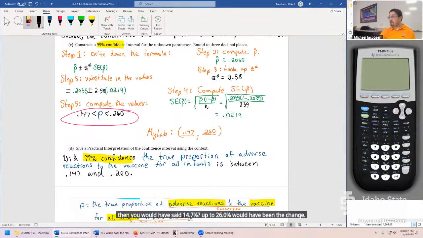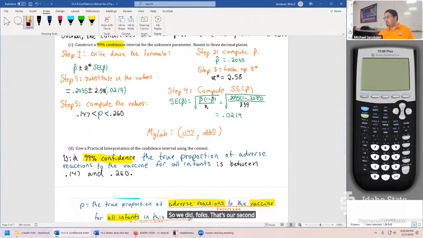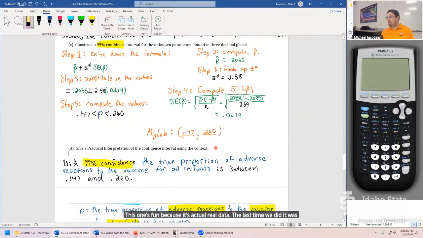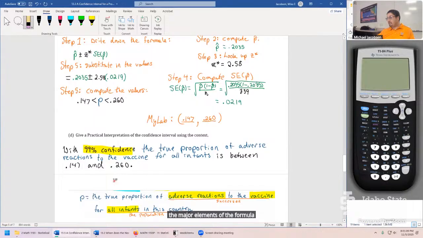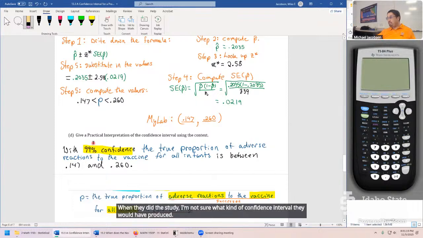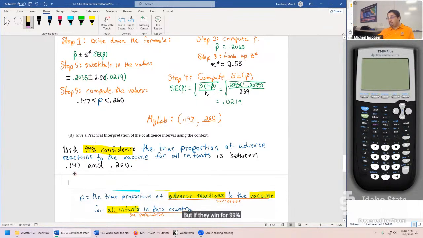So we did it, folks. That's our second run through a confidence interval. This one's fun because it's actual real data. The last time we did it was just a made-up scenario just to focus on the major elements of the formula more than anything. When they did the study, I'm not sure what kind of confidence interval they would have produced, but if they went for 99% confidence, these are the values they would have gotten to 3 decimal places.